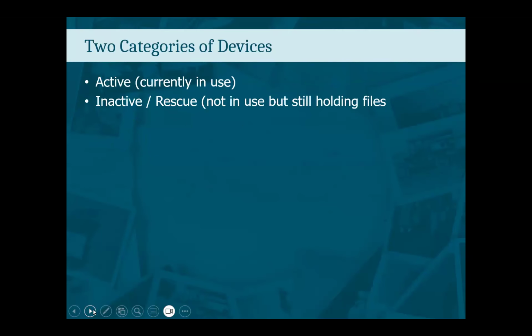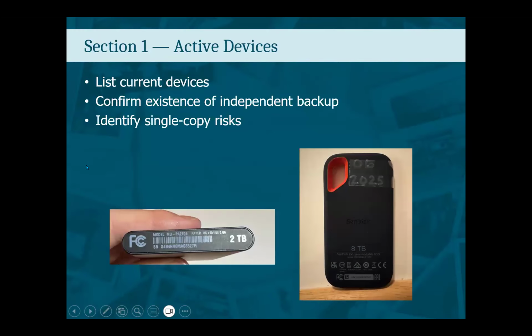So I separated our first two sections into active, things that are currently being used by you, versus inactive, because they have a little bit of a different perspective with them. But as you're writing down in the active list, feel free to go into the inactive list. Okay, so section 1 has active devices, current devices that you have.